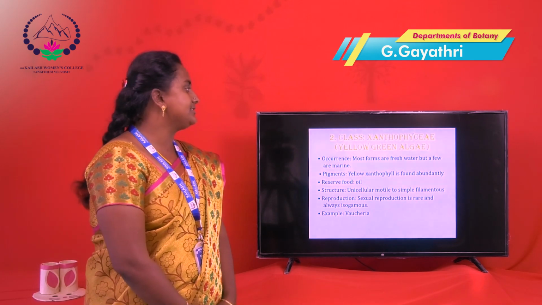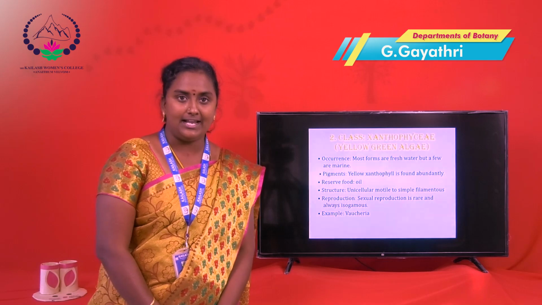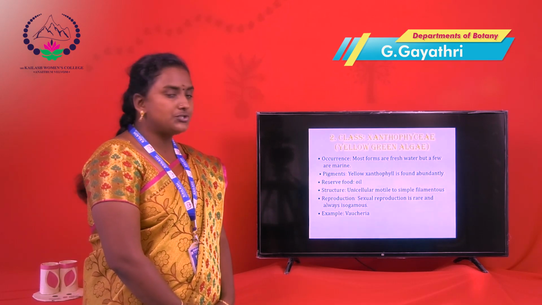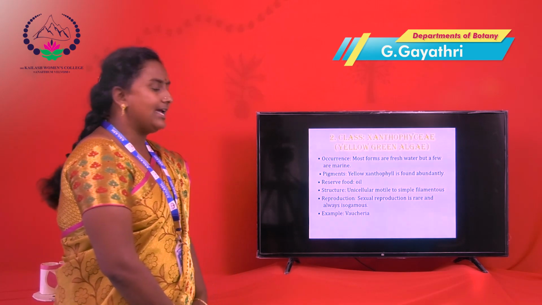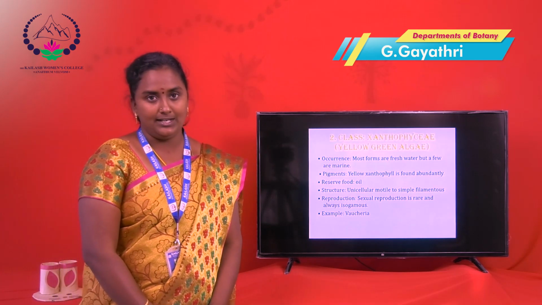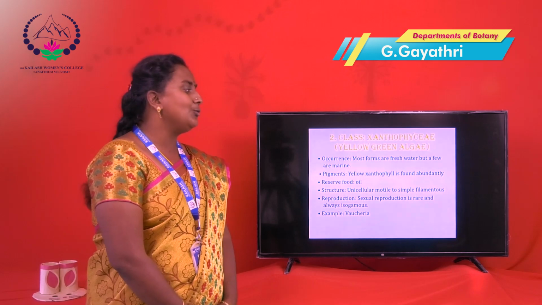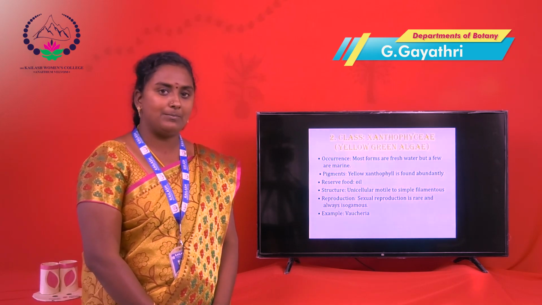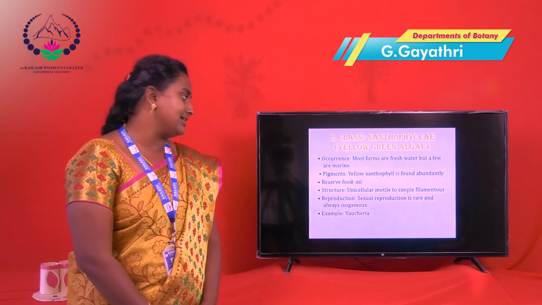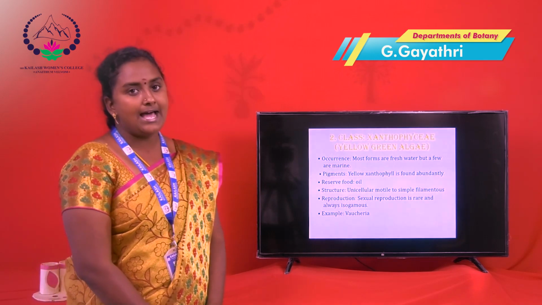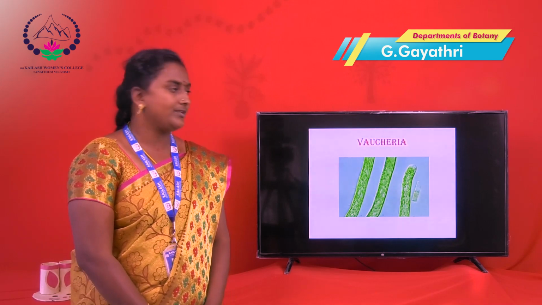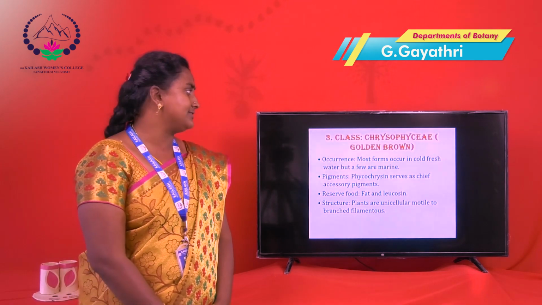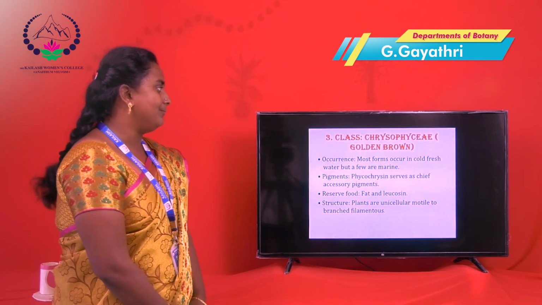The next class is Xanthophyceae. It's the yellow-green algae. Occurrence: most forms are freshwater but few are marine. Pigments like xanthophyll. Reserve food material is oil. Structure is unicellular motile to simple filamentous type of algae seen in this class. Reproduction is rarely isogamous. Example of this is Botrydium.